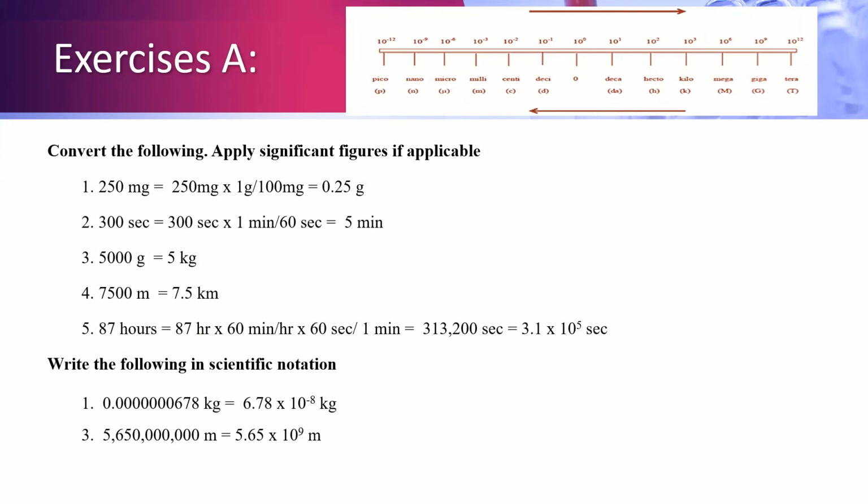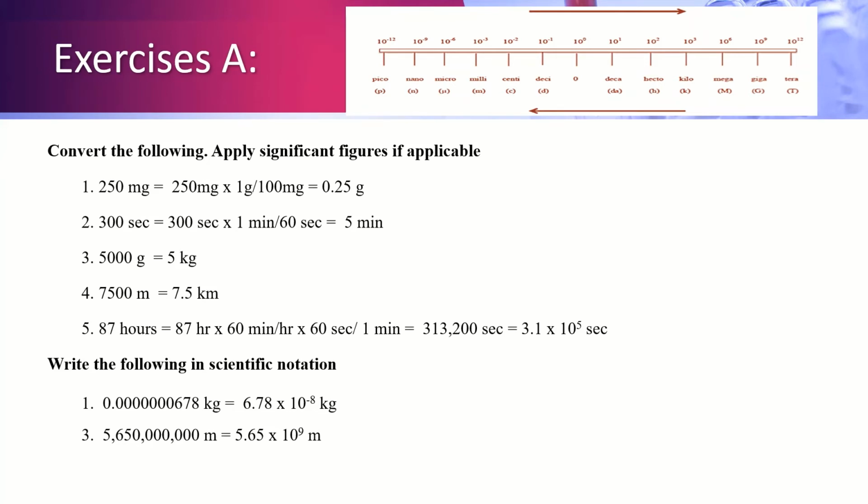Let's go to the exercises on scientific notation. For number 1, it is a very small number. It has 7 zeros at the right of the decimal point. So look at the number of significant figures. There are 3. It is 6, 7, 8. So in scientific notation, you have to consider that you need to write one whole number. So the scientific notation should start with 6.78 times 10 to the power of what number?